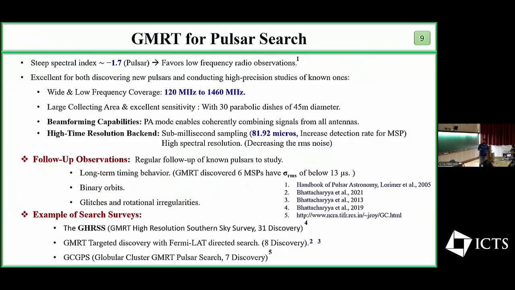And we also do follow-up observation with GMRT, like long-term timing behavior, binary probing the different phases of the binary orbit, and glitches and rotational irregularities. Examples of some ongoing surveys are GHRSS and GCGPS, and GMRT targeted discovery with Fermi directed search.